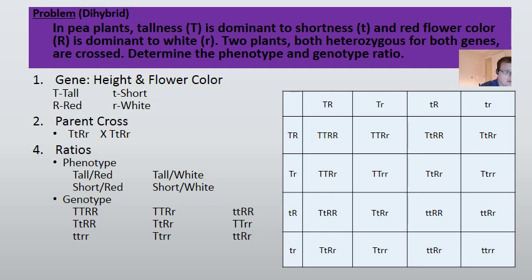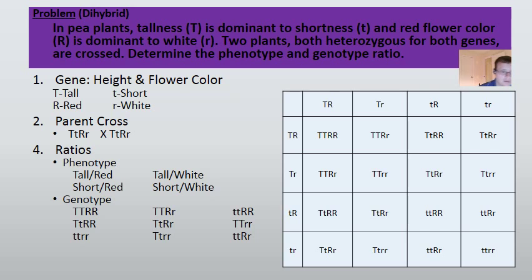A dominant allele and a recessive allele for the first gene, height, and then a dominant and recessive allele for flower color. So once you get the parents, what you'll do is the Punnett square. You can see this Punnett square is a lot larger. It's a 4 by 4, so it's 16 squares.